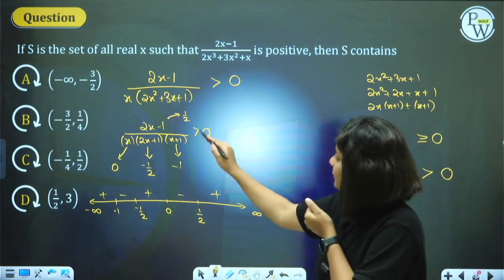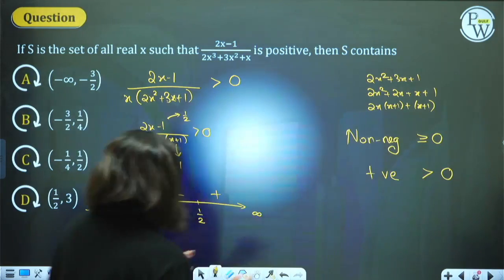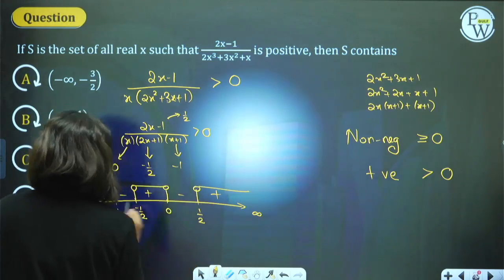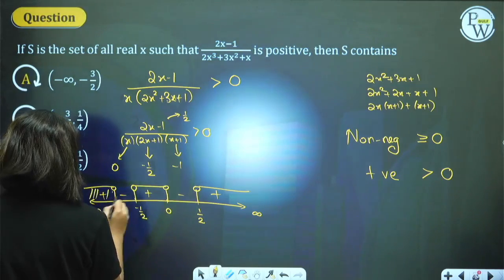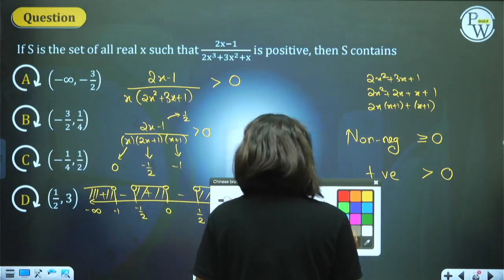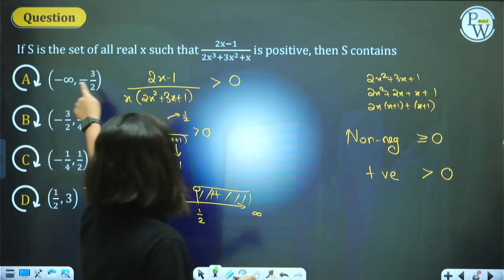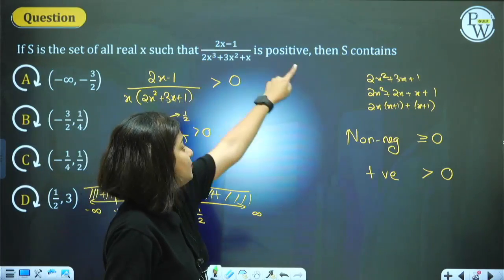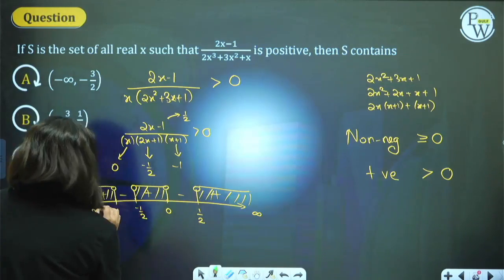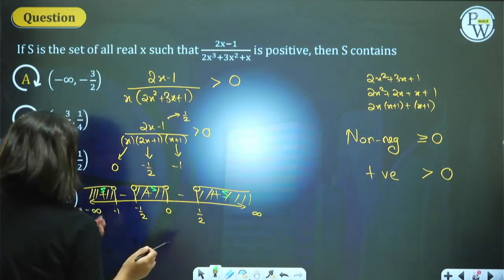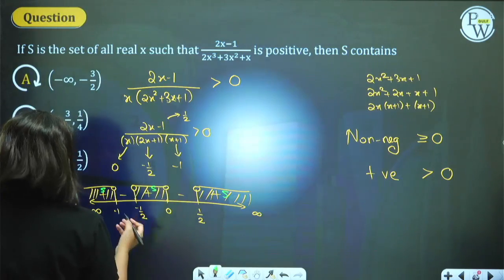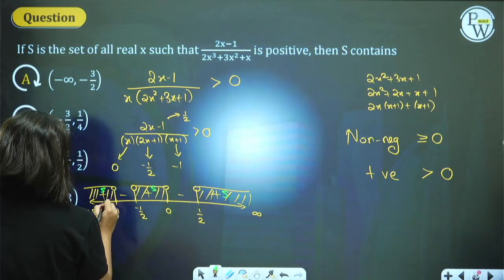Which region? Greater than 0, positive region. Answer will lie here, or here, or here. Okay, option doesn't match. Who has asked you to match the option? No one asked you. They said S is the set of all real numbers such that this is positive. S will contain what? This is S, this is S, this is S. So this S will contain which areas? Will it contain minus infinity to minus 3 by 2? Where will be minus 3 by 2? Here.